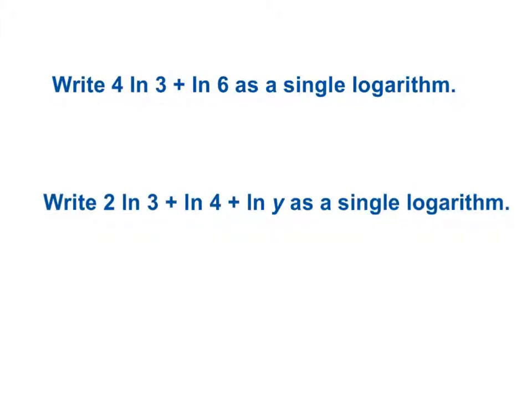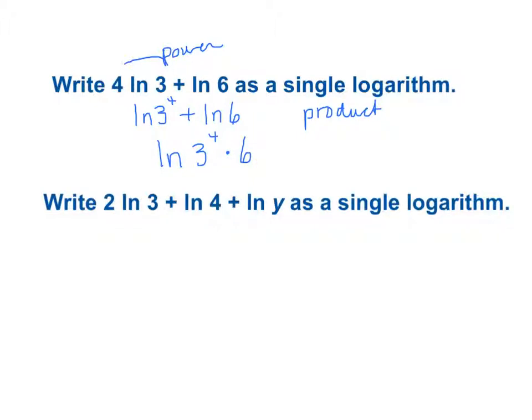Okay, so here is a problem that we've already done. We're going to rewrite these as a single logarithm. We note here that this is the power rule. So I'm going to write natural log of 3 to the 4th power plus the natural log of 6, right? This is the power rule. Then this with the plus is the product rule. So I'm going to write it as 1 log, natural log of 3 to the 4th power times 6.